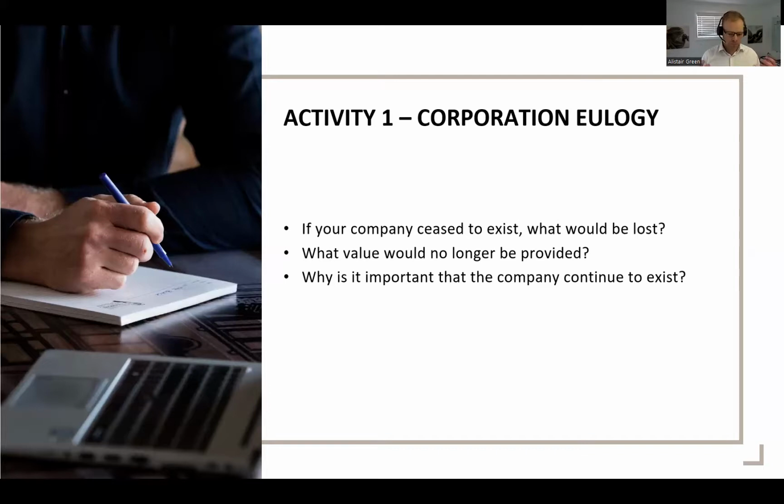So please feel free, if you want to have your best crack at the one-page strategic plan, send it through to me. I love reading those things, so I'm very happy to have a read and give you some feedback.